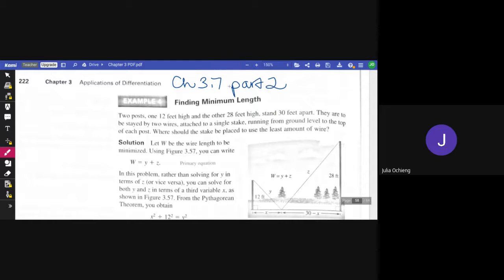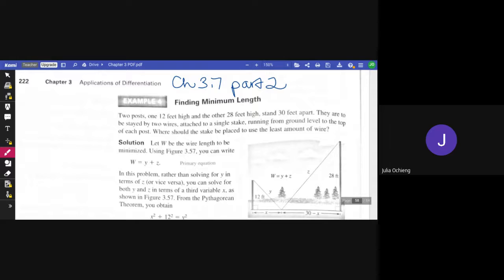Okay, so this is chapter 3.7, the second video, and we're gonna go over example 4 in this video. We're not gonna finish it because it is algebra heavy, but we are gonna start it so that you can understand how to set up the calculus, okay?